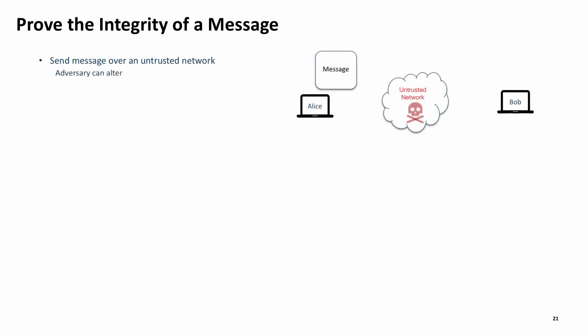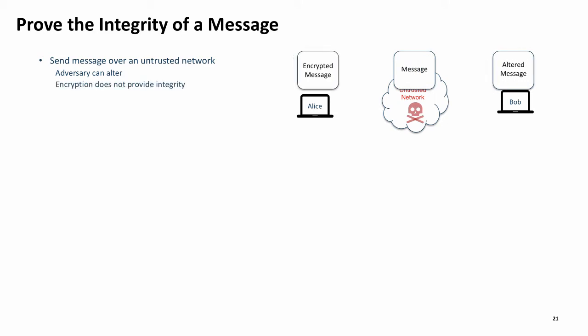As you recall, if Alice sends a message to Bob over an untrusted network, then an adversary could change the message. And even if the message is encrypted, the adversary could change the ciphertext, which would leave Bob with a corrupted message. Or, if Bob is a database instead of a person, the database would be corrupted.